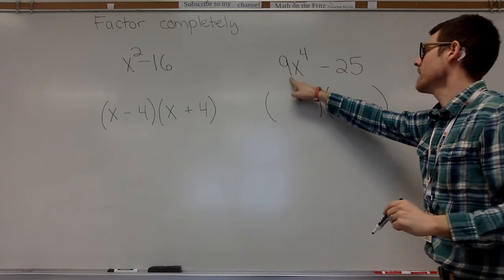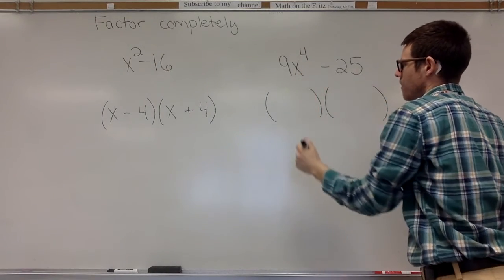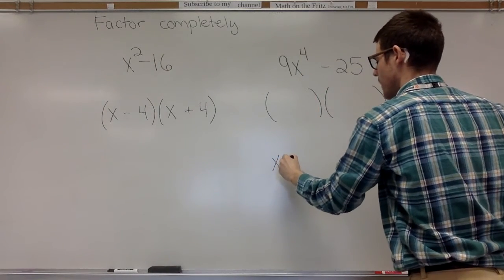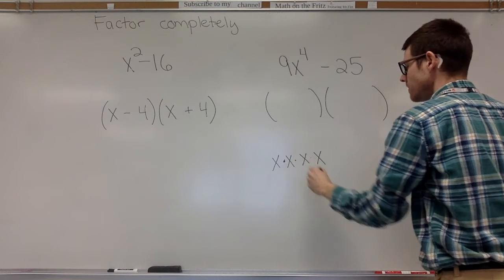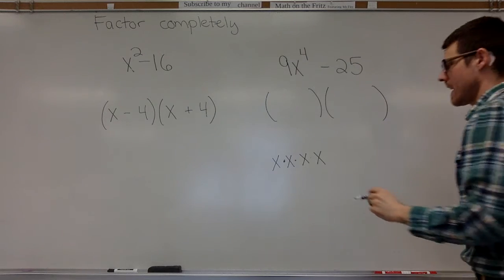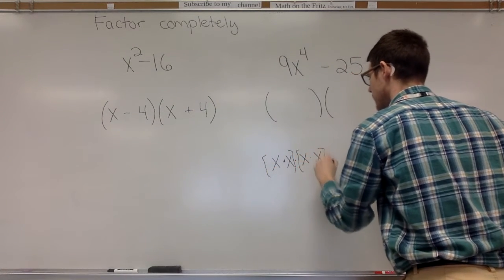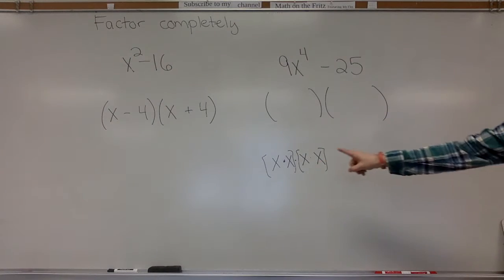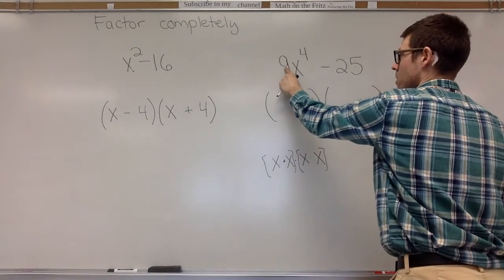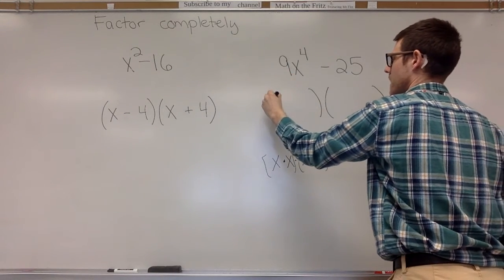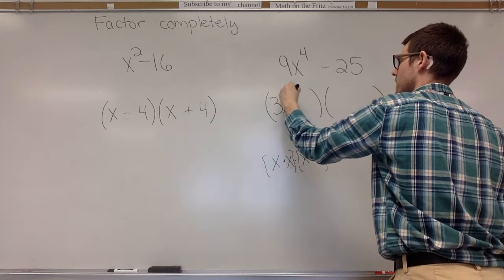So I look at 9, and I know 3 is the only thing that goes into it, but I have x to the 4th this time. So now I've got to think, okay, x to the 4th is like this. If I were to split that up into x squared and x squared, then I would have x to the 4th when I multiplied them all together. So 9 is a perfect square. It comes from 3. X to the 4th comes from x squared.